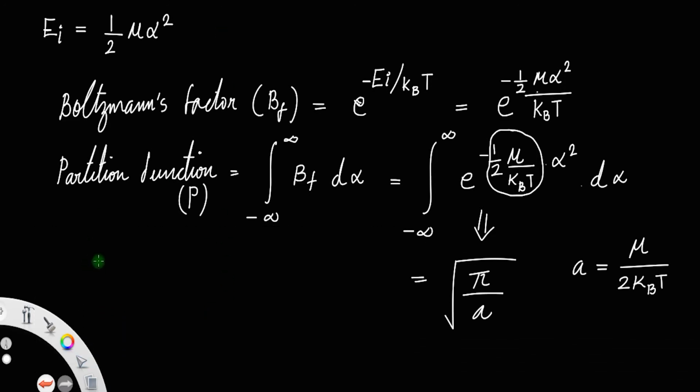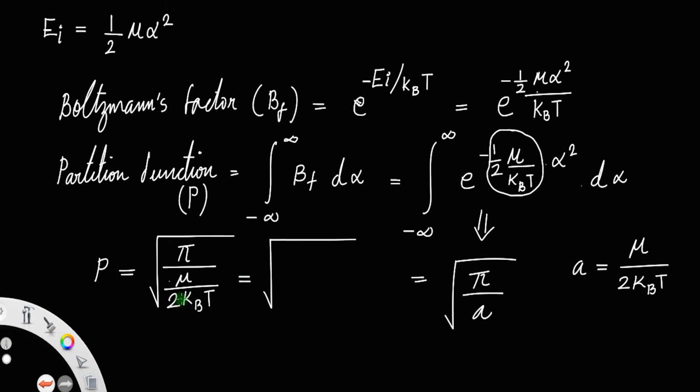the partition function P is equal to root of pi by a, where you can substitute the value of a as mu by 2 kBT. So pi divided by mu by 2 kBT. This is equal to root of, this thing will go up, so you can write that 2 pi kBT divided by mu. So this is the partition function.